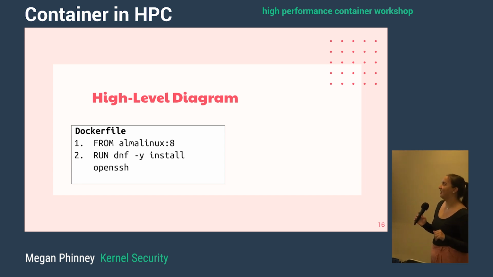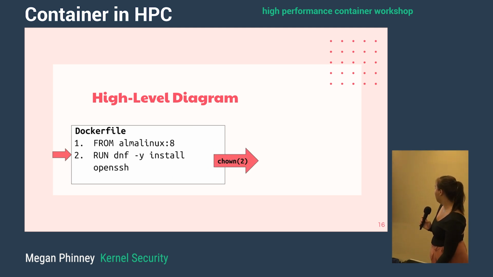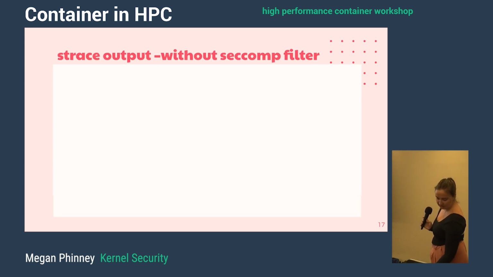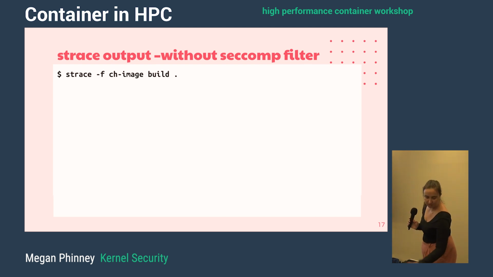This is our example Dockerfile, pretty bare bones. First up we have just a basic FROM Linux 8; non-RUN instructions we ignore in the context of the filter. Then we have RUN dnf install openssh. RUN instructions go through the filter, but specifically it is the chown2 syscall. They go through a filter which does nothing and returns success, and then it works. Just to really prove that it works, I'll go through some examples.